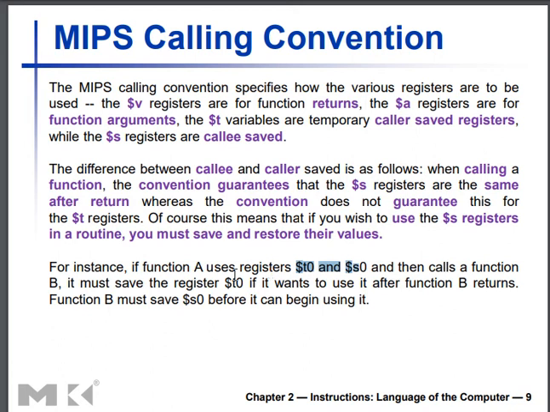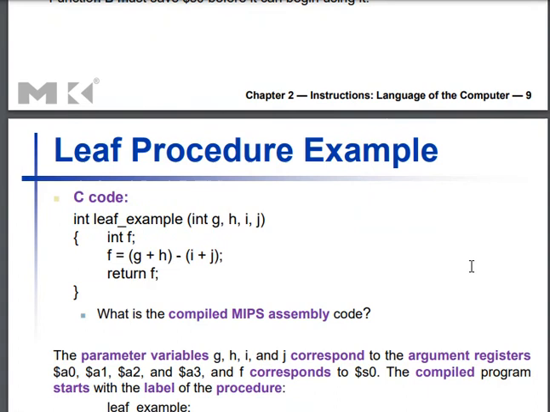The caller has to save the caller saved registers and the callee has to save the callee saved registers. So who is saving it? T registers are saved by the caller and S registers are saved by the callee. Function A is the caller, function B is the callee. So function A saves the register T0, the caller is saving, and S0 is saved by the callee, function B.